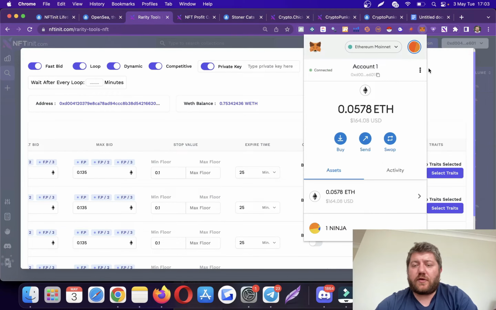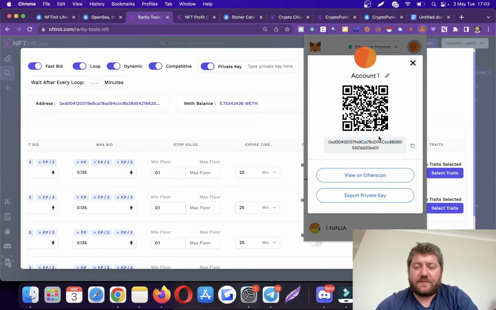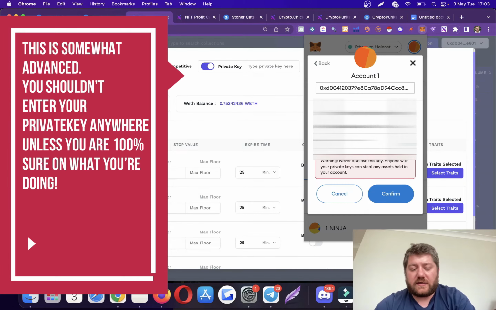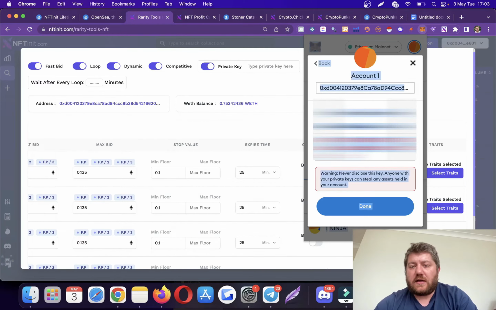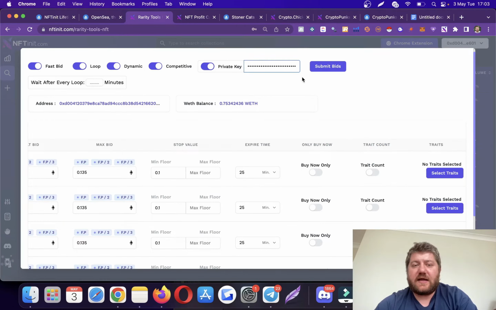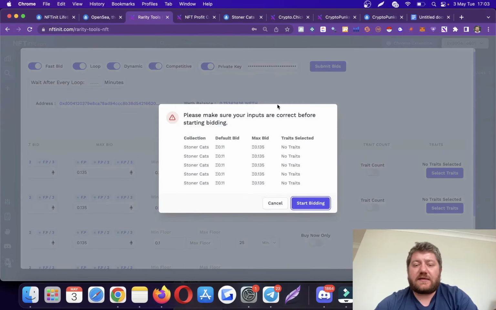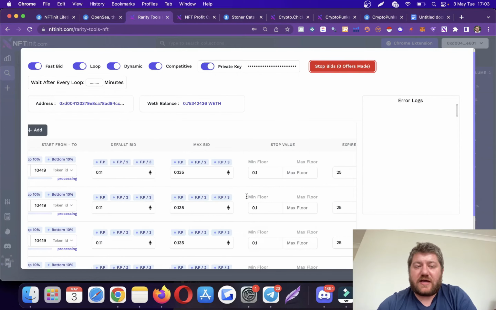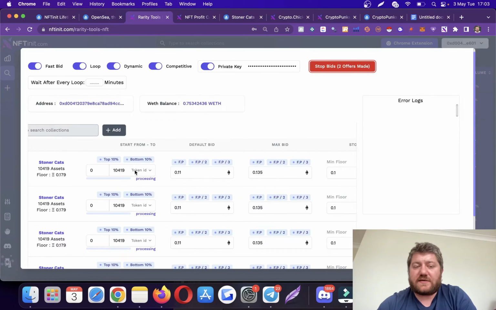I'm going to show you guys the private key bidding method. This is a premium feature, by the way, but I'm just showing you for the sake of showing how the bidding works. I'm going to export my private key and paste it here. When I click submit bids, the system will ask me if I entered everything correctly. When I say start bidding, the system will check the floor prices to see if there was any change, and then it will start bidding.